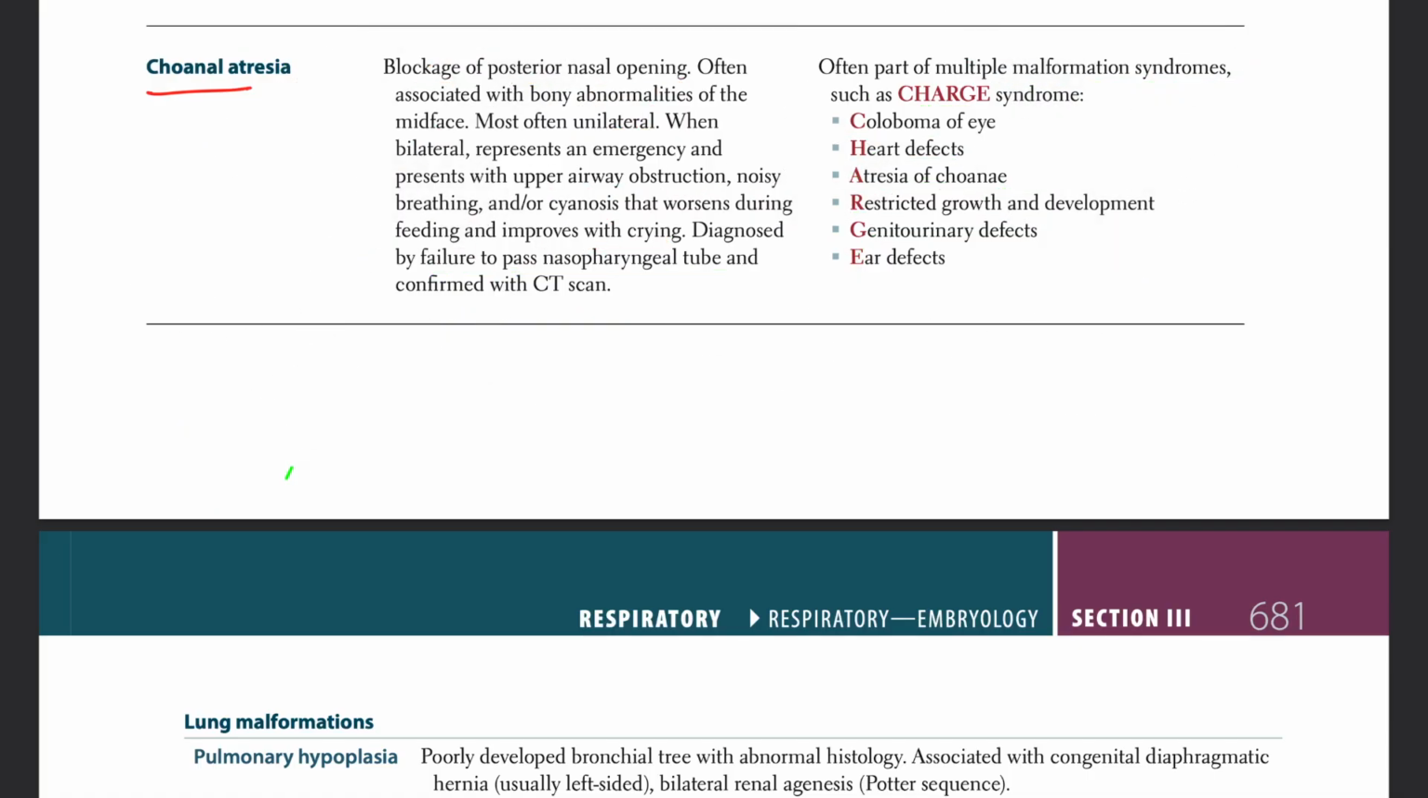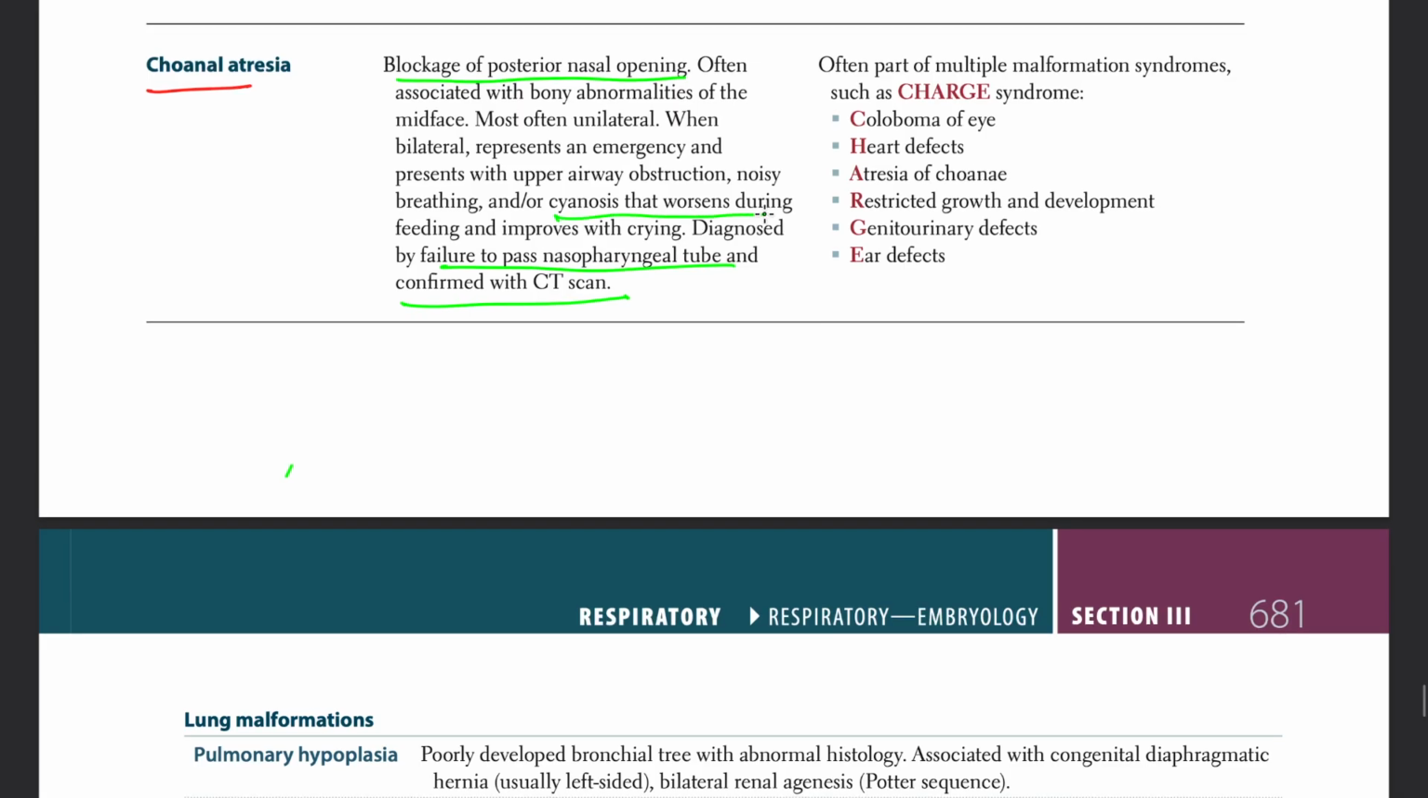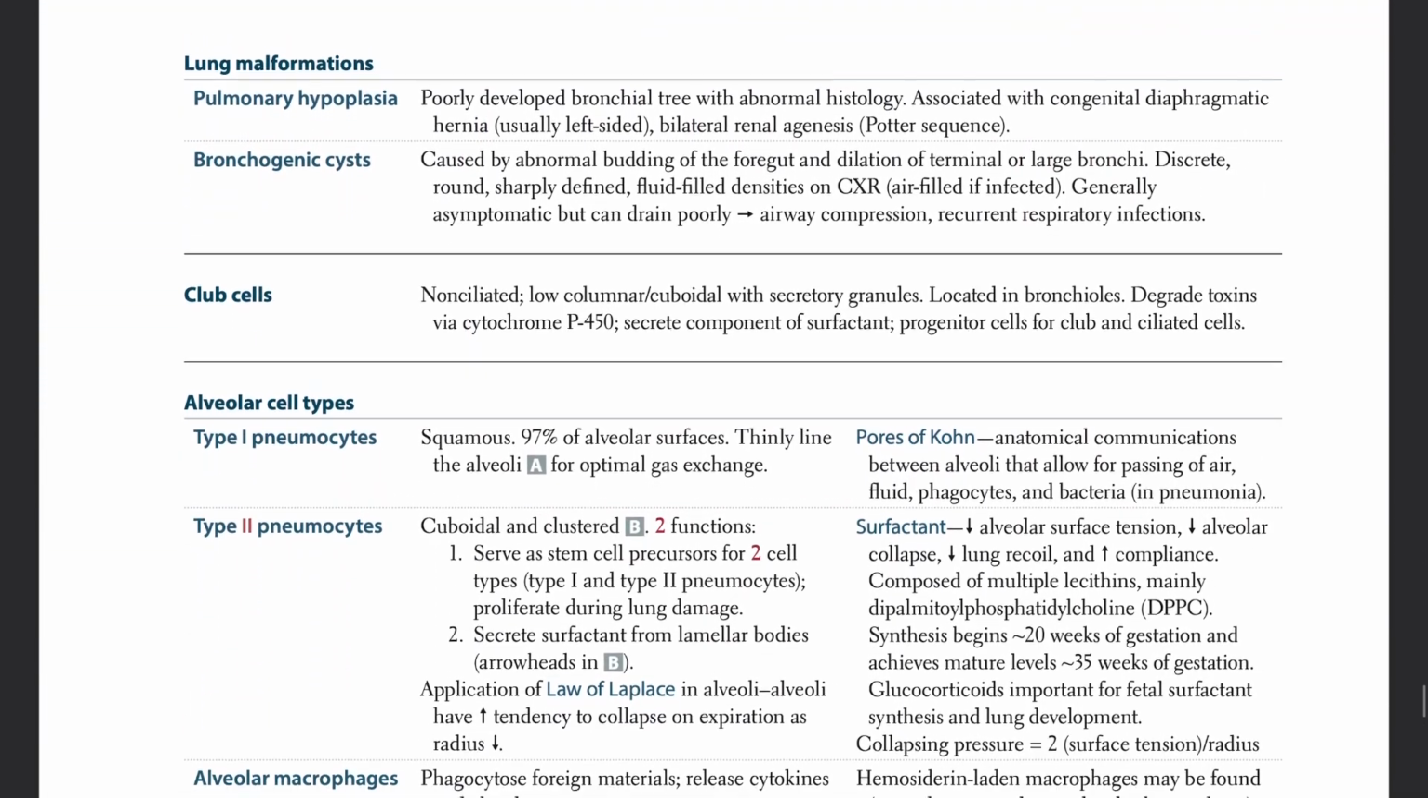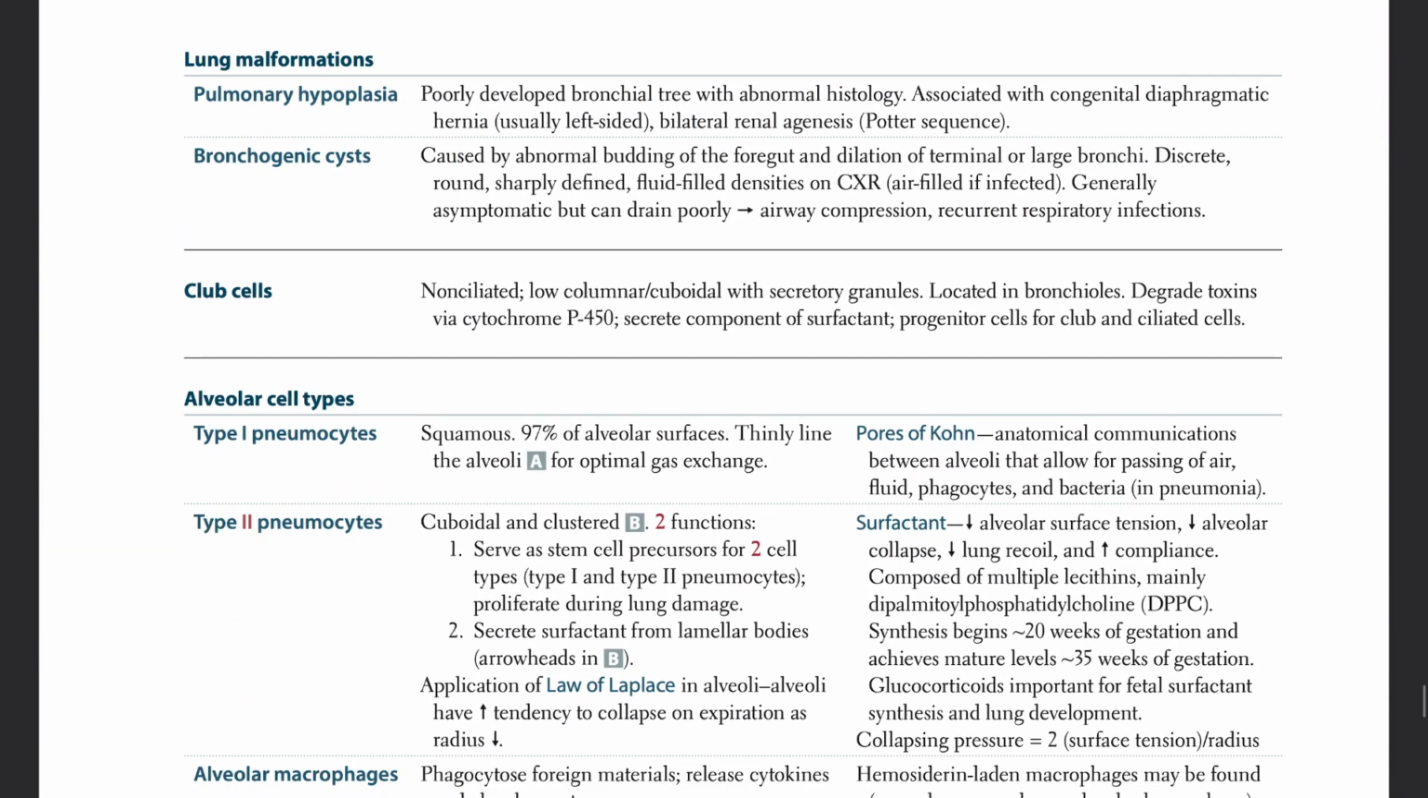The important thing in here again is recalling that it is a blockade of the posterior nasal opening. You will not be able to pass the NG tube. You can see that on the CT scan, and there will be cyanosis that worsens with feeding and improves with crying. Those are the important things. Moving on with the next thing, which is called lung malformations.